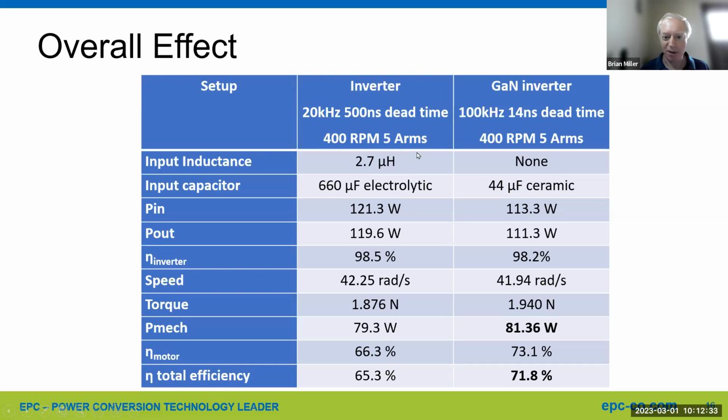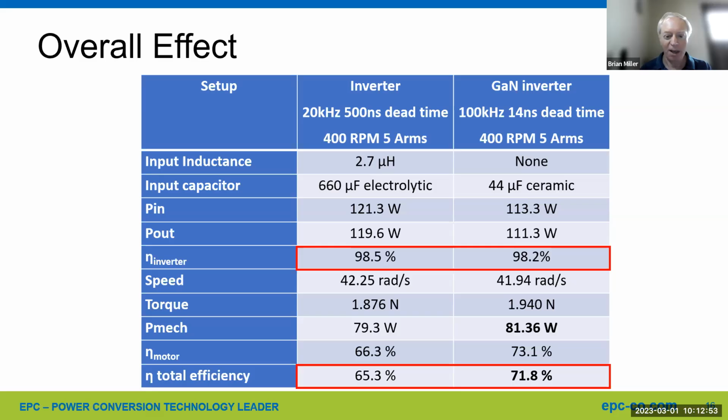So anyway, let me go down the box. Despite the 5 times increase in frequency, the efficiency is very close. Actually, a tiny bit less for the GaN inverter. But you keep on going down, and the key point is the total efficiency. Due to torque, due to some mechanical issues with using a non-ideal sine wave versus a more ideal sine wave, you see the total efficiency that gets from the battery into mechanical energy, the percentage there, is actually better with the GaN inverter.